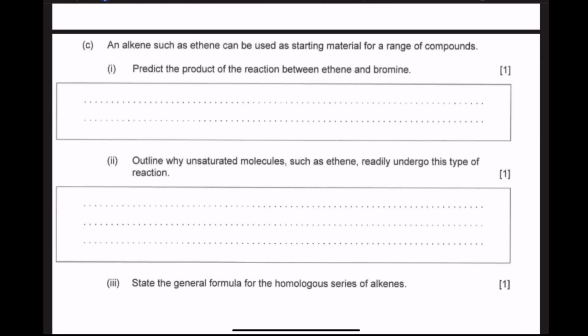Next, an alkene such as ethene can be used as a starting material for a range of compounds. Pairing the product of reaction between ethene and bromine. So if we react ethene with bromine, the double bond breaks and each carbon gets bonded to one bromine atom. This is the product. Unsaturated molecules such as ethene readily undergo this type of reaction. The double bond is made up of two bonds. The first bond of the double bond is weaker than a single bond. As a result, it can be easily broken, and two new single bonds or two new groups can be added to the molecule.